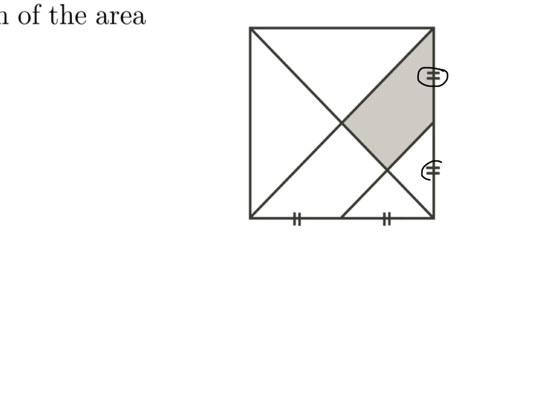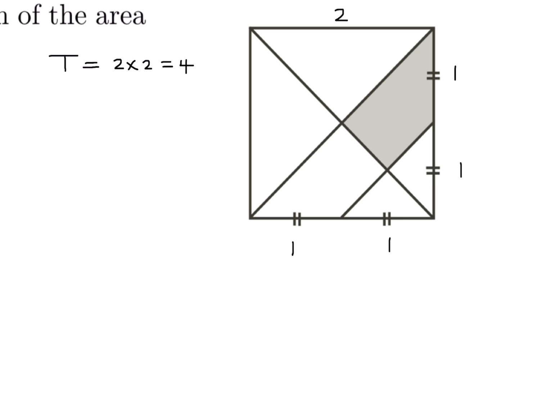So these symbols mean that those sides are all the same. So let's just say this is 1 and this is 1. That means this square has a side length of 2. It's perfectly fine to do that. So the total area of the square is 2 times 2, which is 4.